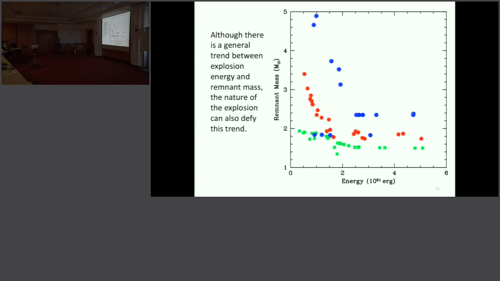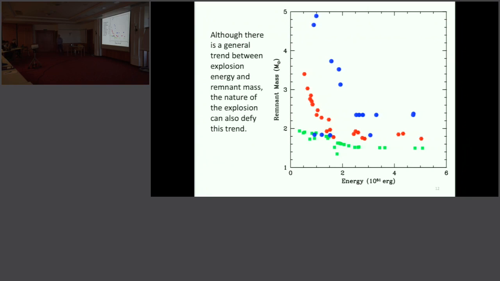It turns out with those free parameters, I can even make a modest explosion energy for a 25 solar mass star. Remember, the blue are 25 solar mass stars. That's a one foe explosion that produces a fairly modest compact remnant.